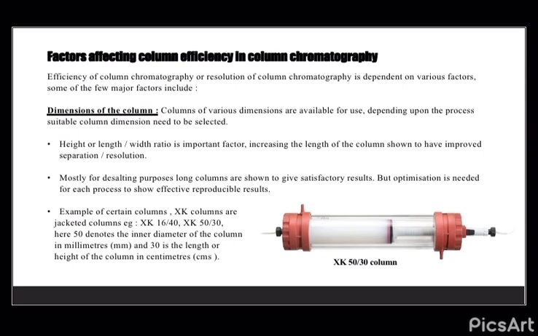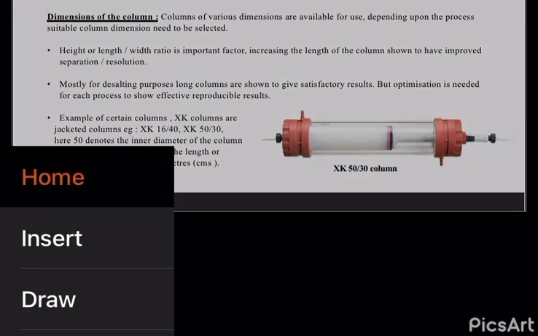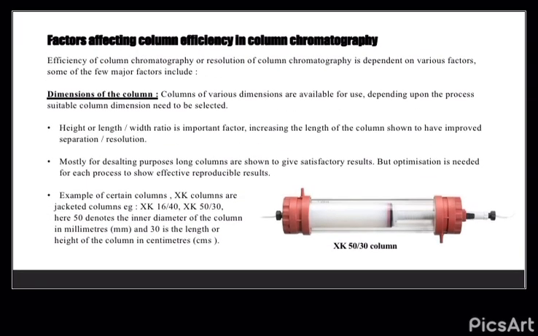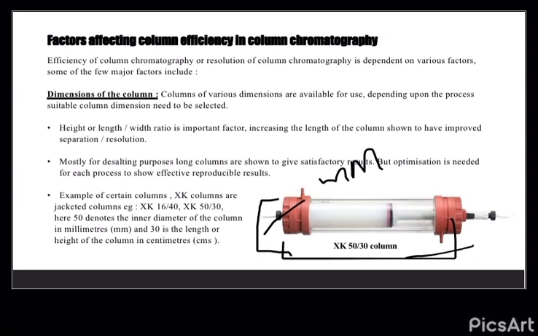Here, let me show you. Here, 50 denotes the inner diameter of the column, and it is given in millimeter. And 30 is the length of the column, that is given in centimeter. So 50 is the inner diameter of the column given in millimeter, and 30 is the length or height of the column, and this is given in centimeters. I hope this was clear.